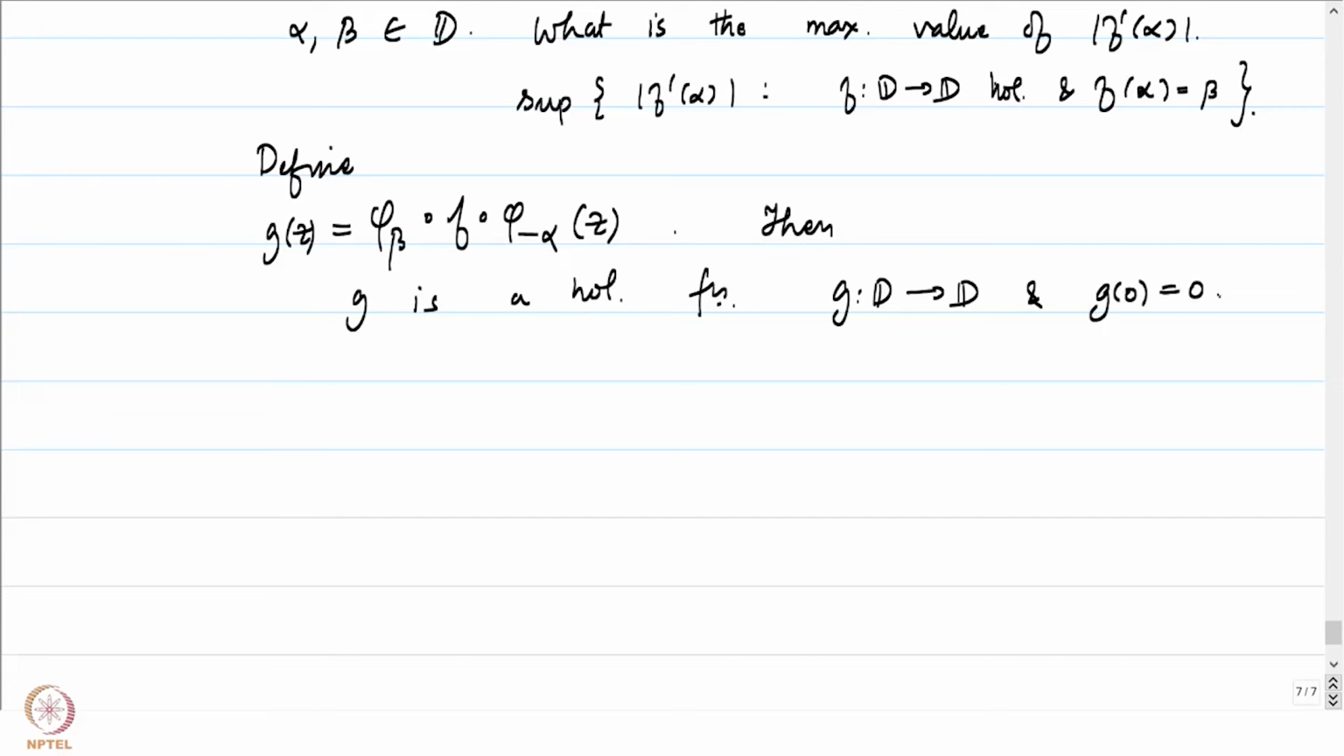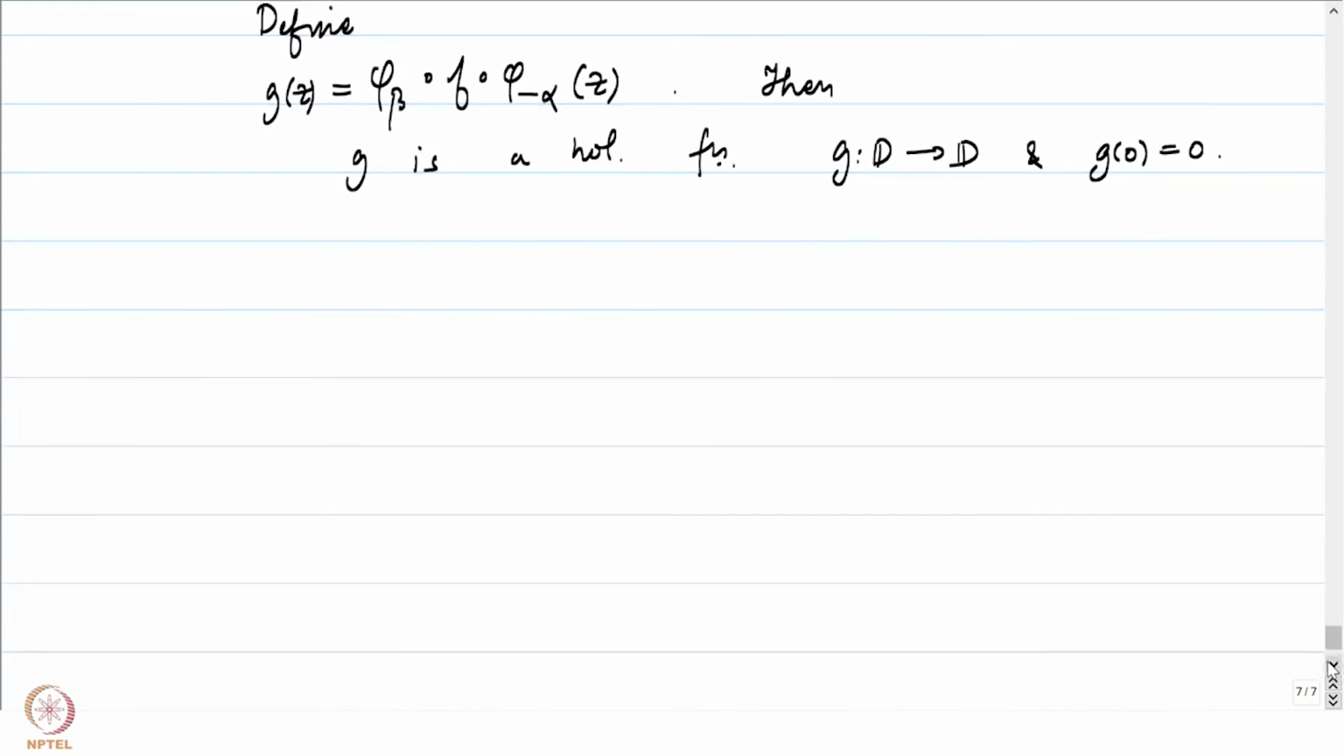Now that's the final requirement to apply Schwarz's lemma, and Schwarz's lemma in particular tells us that the absolute value of g prime of 0, maybe I should have called it f, but f was already used, the absolute value of g prime is less than or equal to 1 by Schwarz's lemma applied to g.